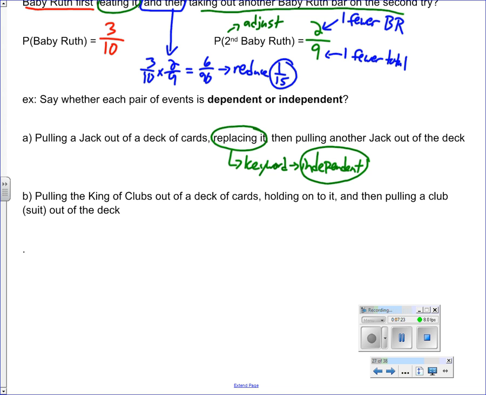On the other hand, if you look at B, we have pulling the king of clubs out of a deck of cards, holding on to it, and then pulling a club out of the deck. And again, on both of these, we see that, and then holding on to it, now we have changed probability. This is a keyword for when we have 2 dependent events.